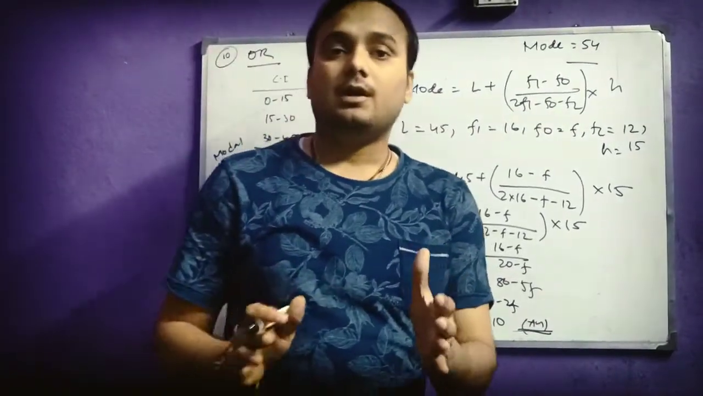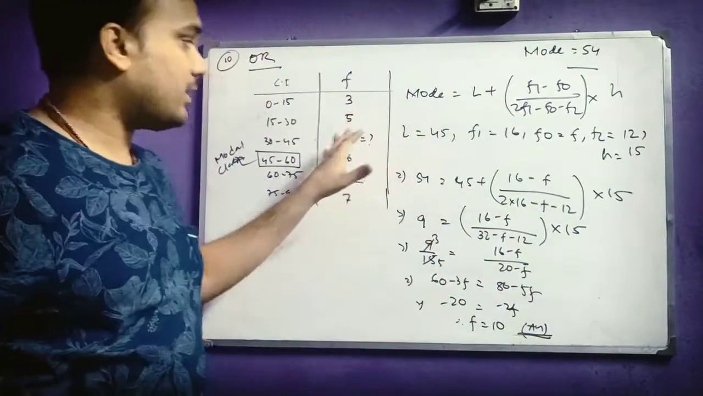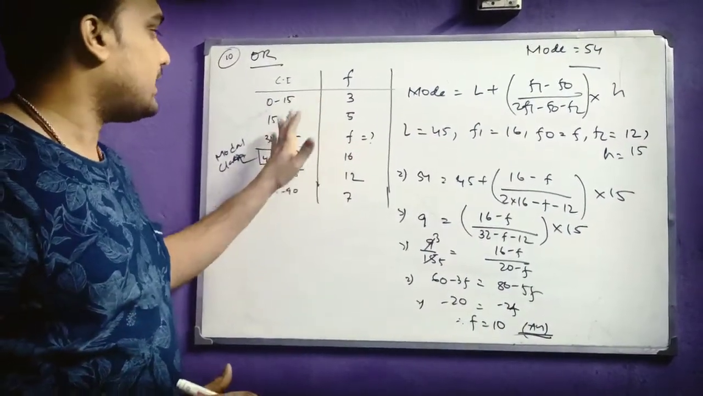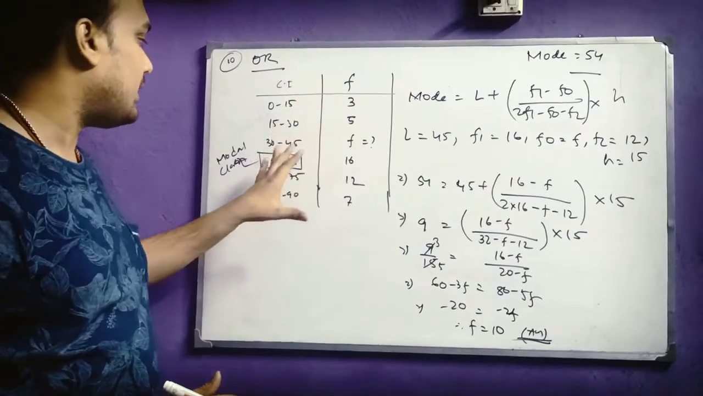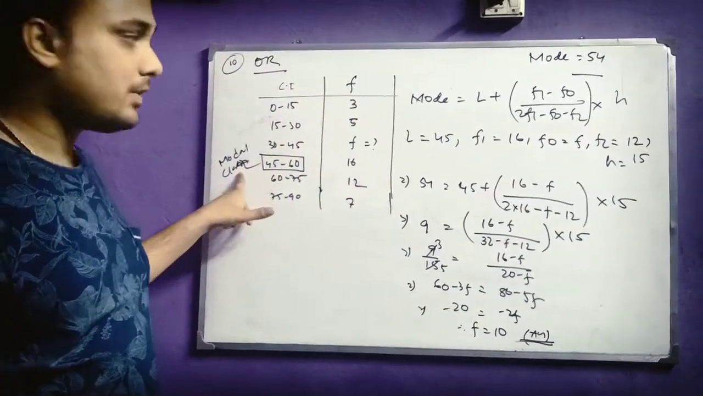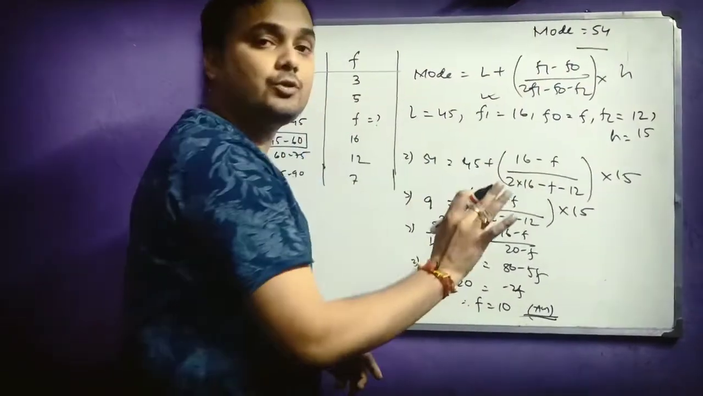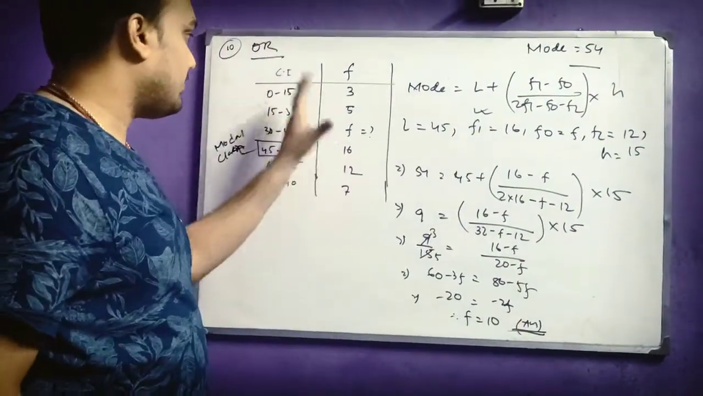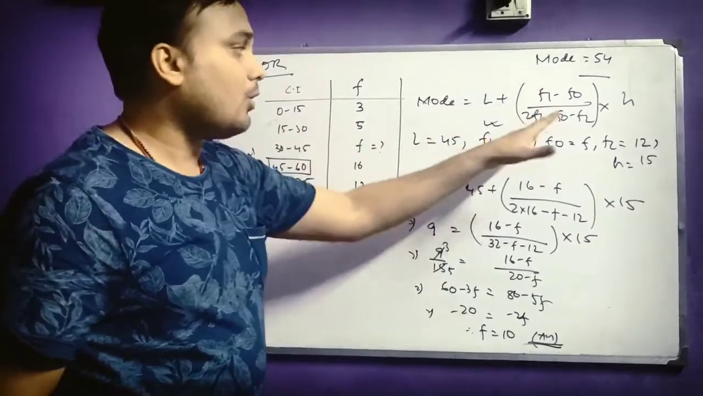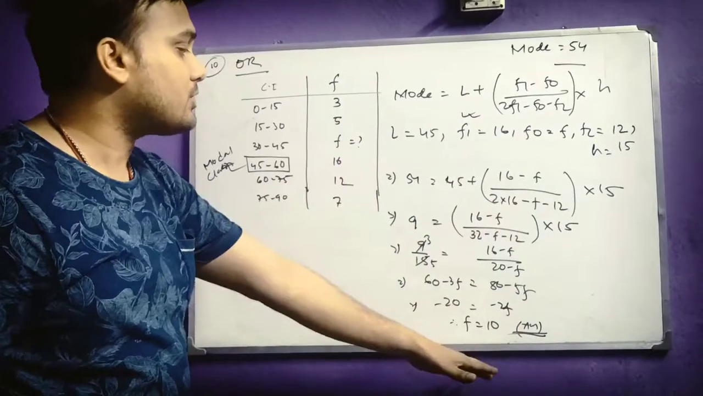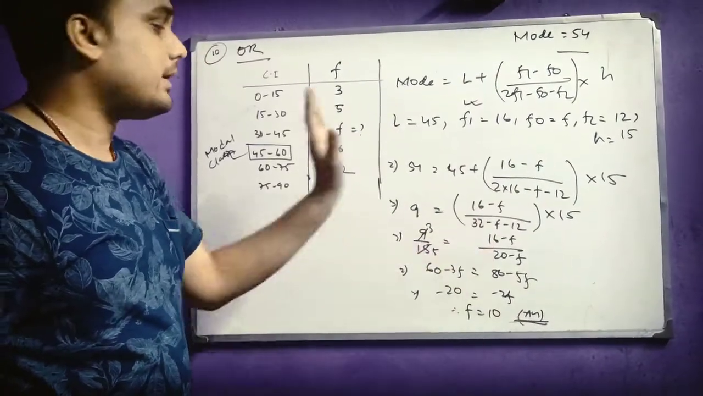First you have to draw the table. For your convenience, the table was not required here, but still if you draw the table, you will feel very convenient to solve. You will find the modal class first. After finding the modal class, you know the formula. All these things should be known to you from the table. It will be easy for you to know all these things. That is why I am asking you to draw the table first and then put all the values properly, calculate, and you will get the required answer.